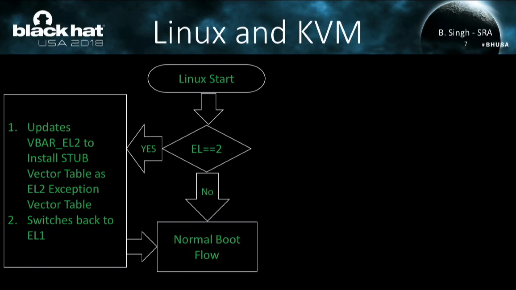Now if Linux knows that it is running in EL2, it can access the VBAR_EL2 register. So it updates the VBAR_EL2 register and makes sure that it points to the stub vector table. We will discuss what this stub vector table is. After updating that, it switches back to EL1 and the normal boot flow happens. So what it is doing is registering the stub vector table as the exception vector table for EL2. And after that, the normal boot flow happens.